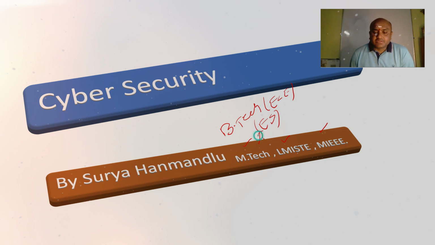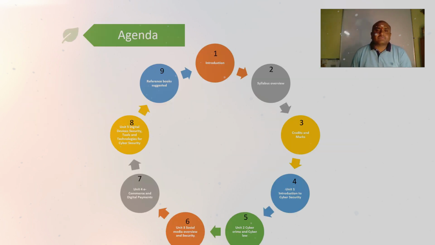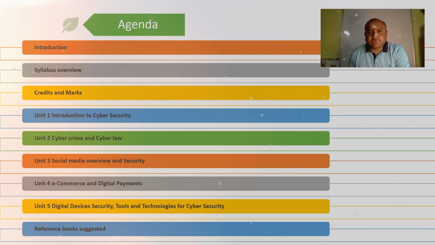Okay, now moving ahead, this is the agenda for the presentation. First we'll start with introduction of self, and then syllabus overview, then we will discuss credits and marks, and next we will go with the unit wise topics. The next slide is also agenda only. Here it is somewhat clearer when compared to the previous screen. That's why I went to the next slide.